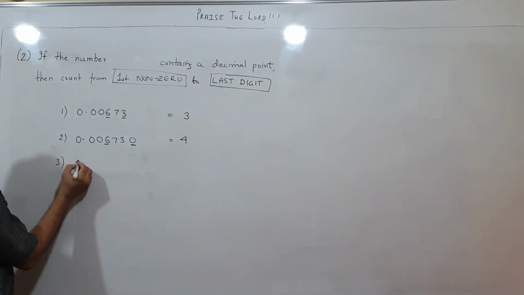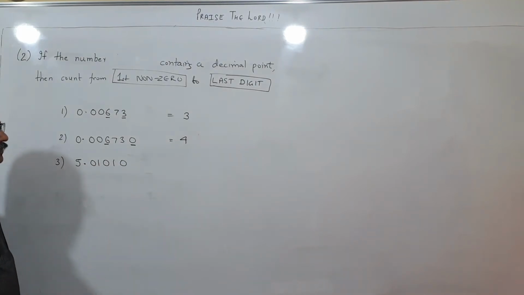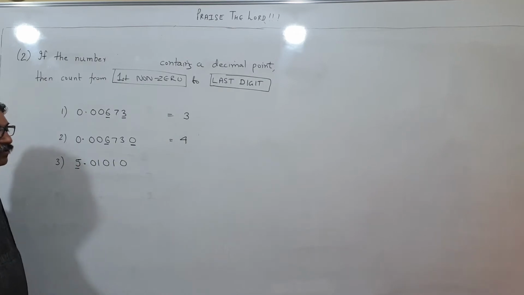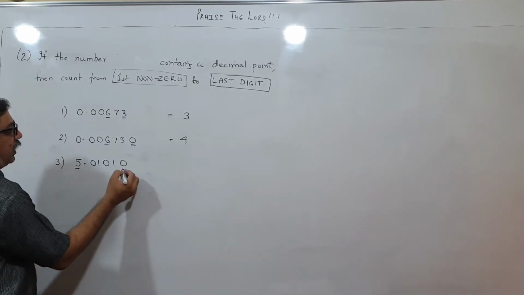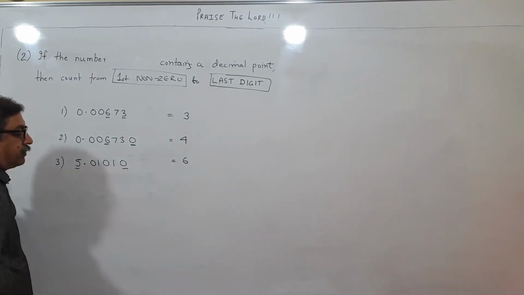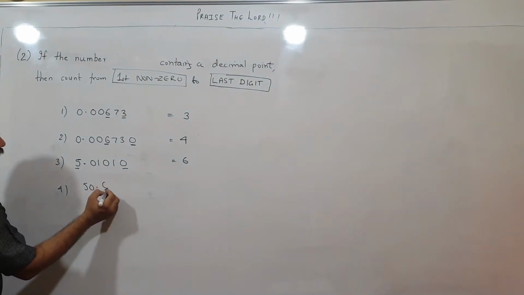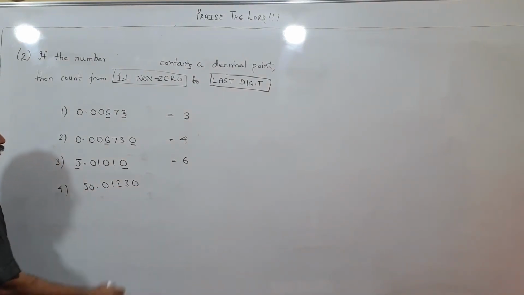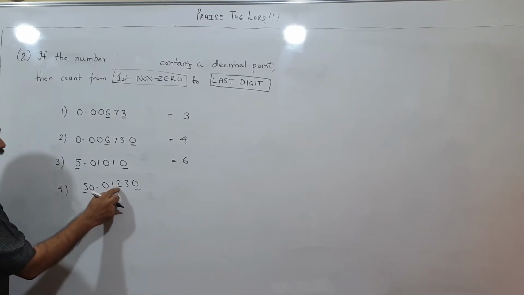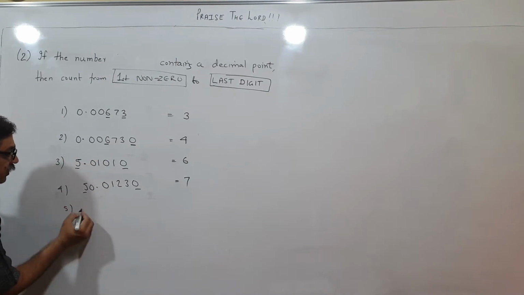If your number is 5.01010, so count from first non-zero. First should be non-zero. Up to last 1, 2, 3, 4, 5, 6. That will be 6. If your number is 50.01230, so from here up to here, 1, 2, 3, 4, 5, 6, 7. This will be 7.